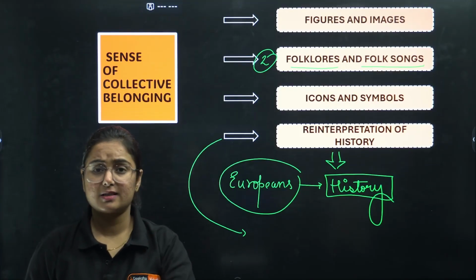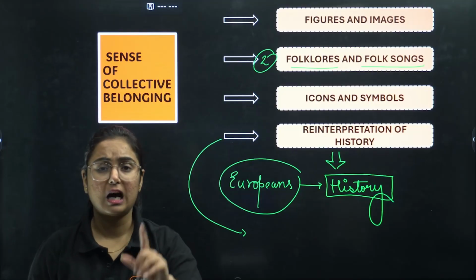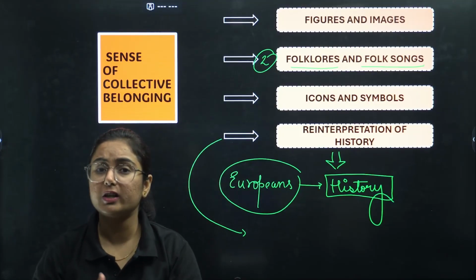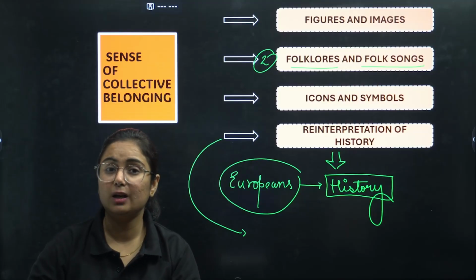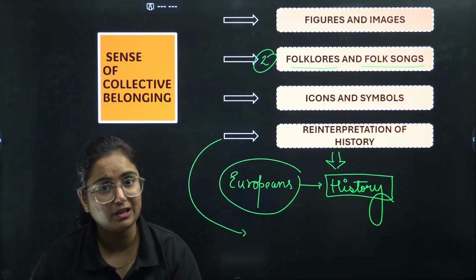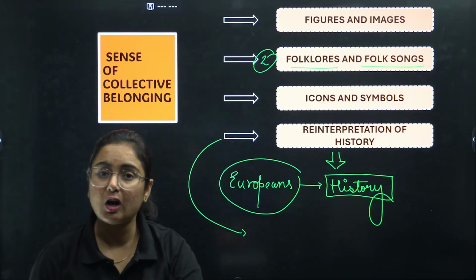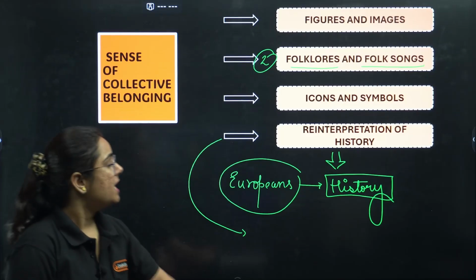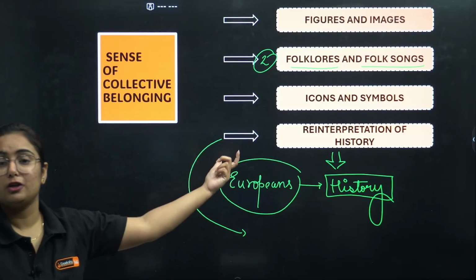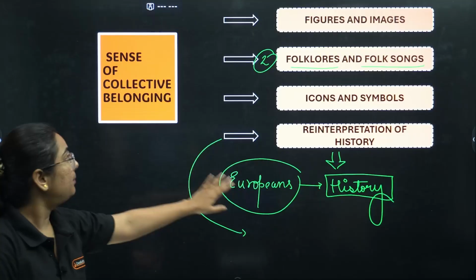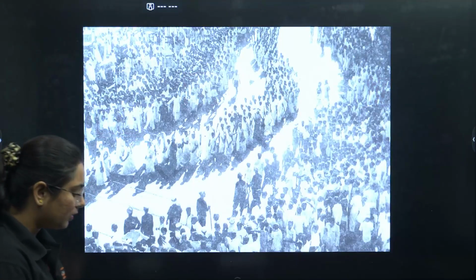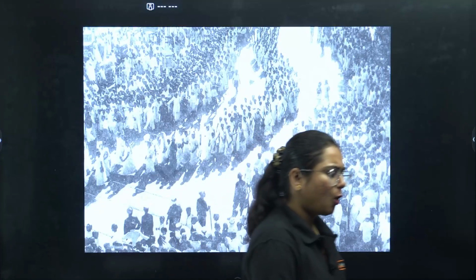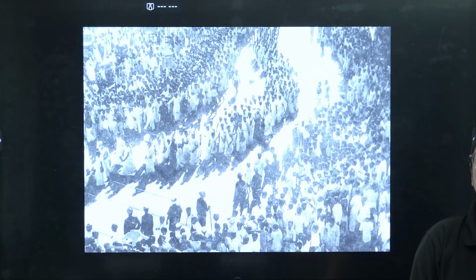A very good success in that was in 1992 when R.D. Sharma and various other historians worked to find the Harappan civilization, which told the world that we also had a civilization when the world was not even made. So yes, this is how reinterpretation of history has a role in bringing collective identity or a feeling of collective belonging.